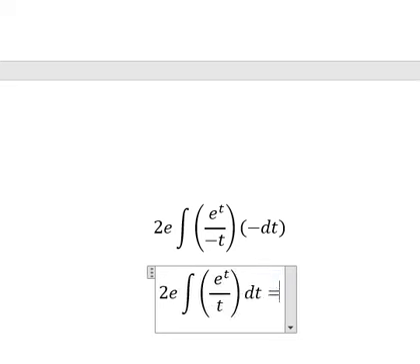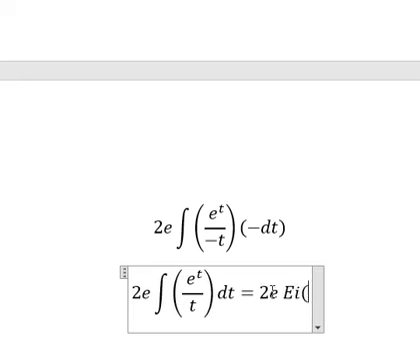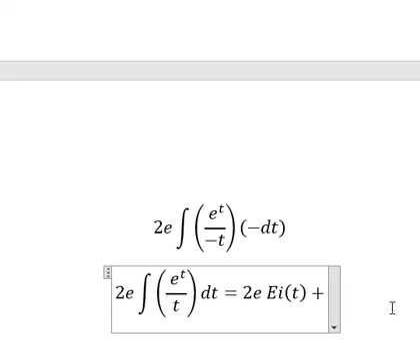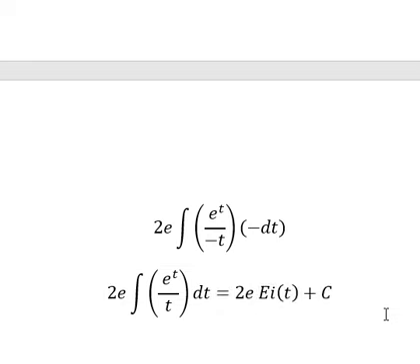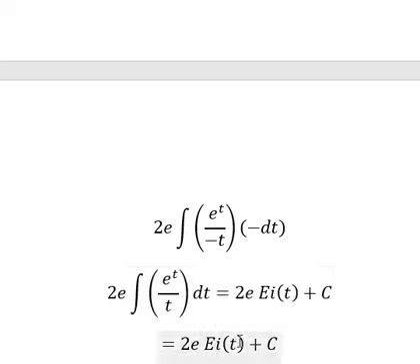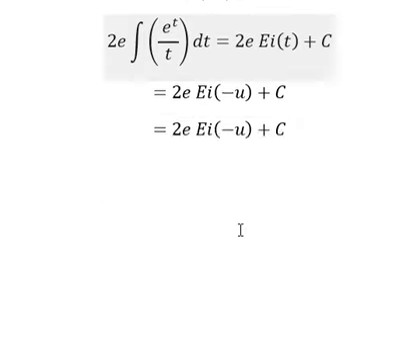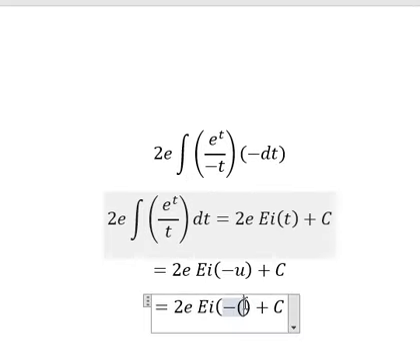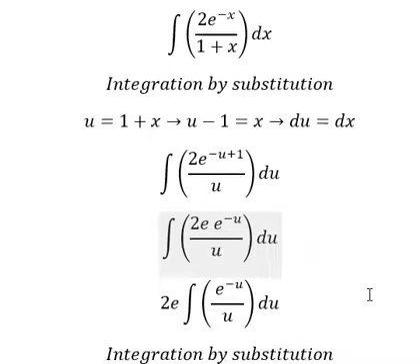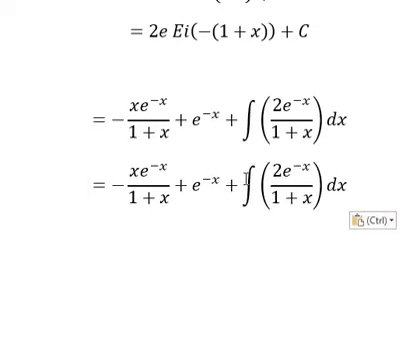The integration of this one, that is the exponential integral of t, and I will put c. t, that is negative u. u, that is this one. Now we need to go back in here. The integration of this one, that is this one.